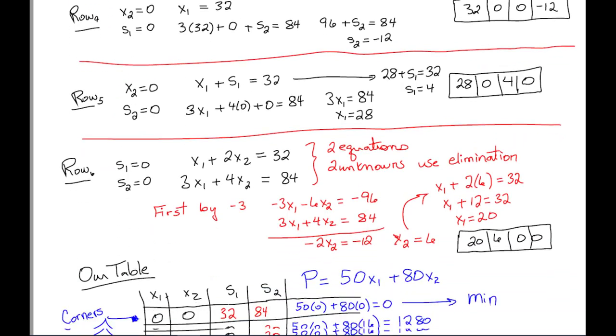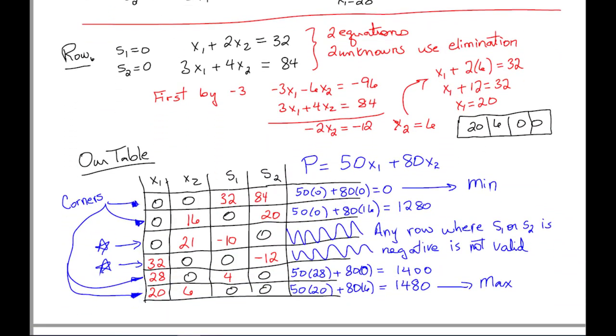The last row is probably the most complicated, where S1 and S2 are 0, which means you're solving two equations and two unknowns. So I'm going to use elimination. I'm going to multiply this first row by -3 and then add them up. And if we do that, see, these cancel. -2 x2 minus 12. And so I get x2 is 6, and if x2 is 6, I can solve for x1.